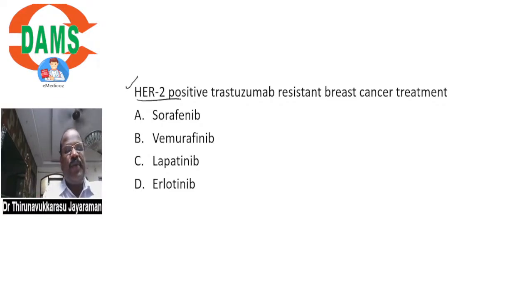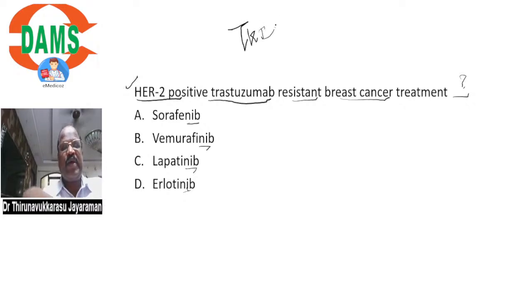HER2 positive, trastuzumab resistant breast cancer. What is the treatment? Normally for treatment of HER2 positive breast cancer, we go for a monoclonal antibody called trastuzumab. If it is resistant, we go for some other options. The options given are the -nibs. That means they are asking about tyrosine kinase enzyme inhibitors.